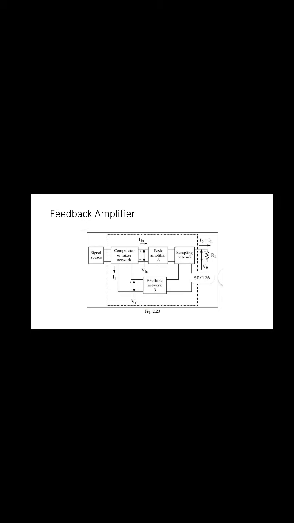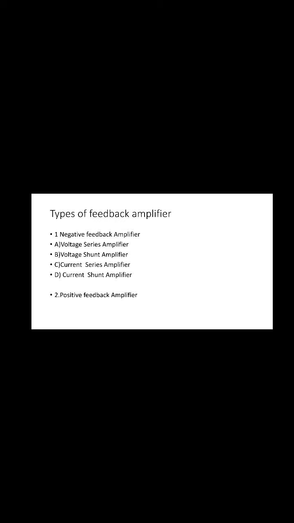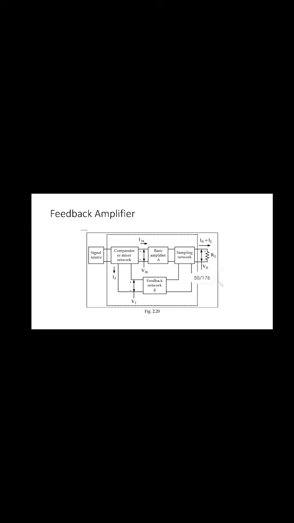In this, we have the basic amplifier. This stage simply amplifies the signal present at the input. Its gain is denoted as A. Next, the feedback network is represented, and its gain is beta. This network is a passive two-port network.